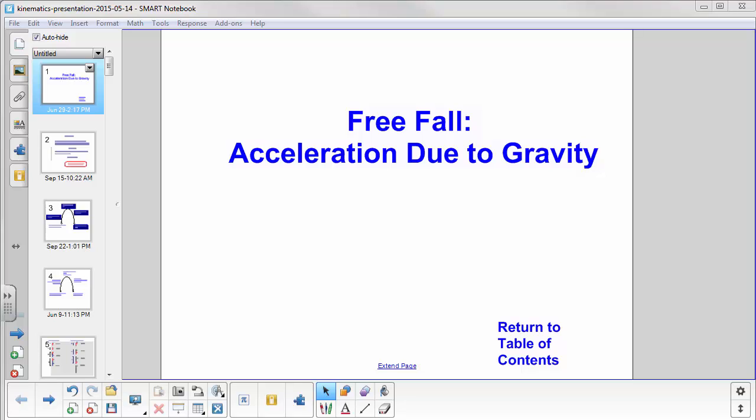Free fall, the acceleration due to gravity. Earlier we mentioned that acceleration is only going to be constant. That's the only case we're considering in this chapter. One of the best examples of a constant acceleration is the acceleration due to gravity.